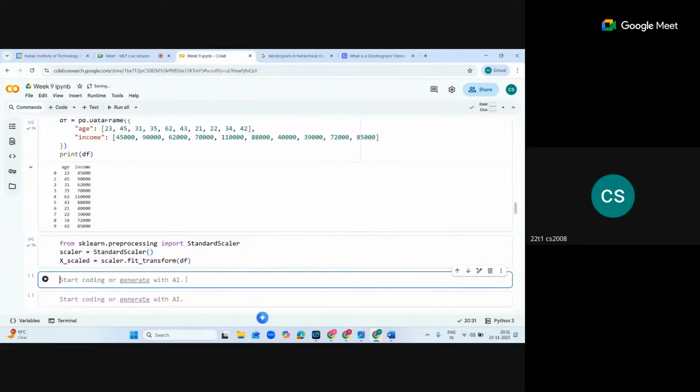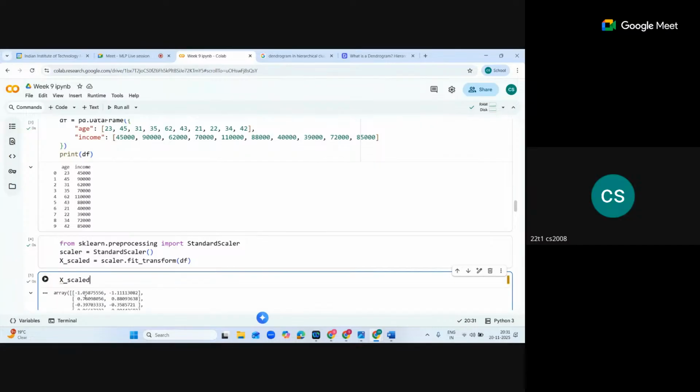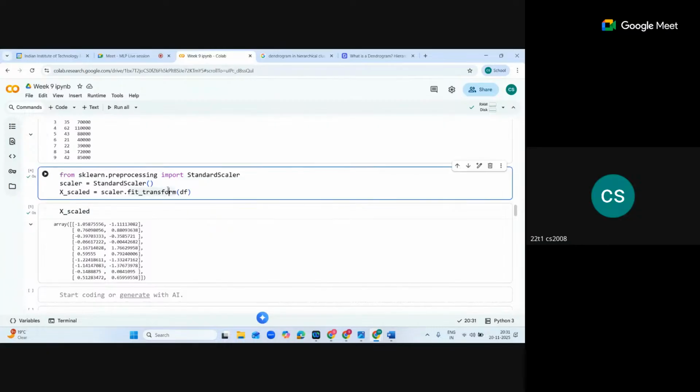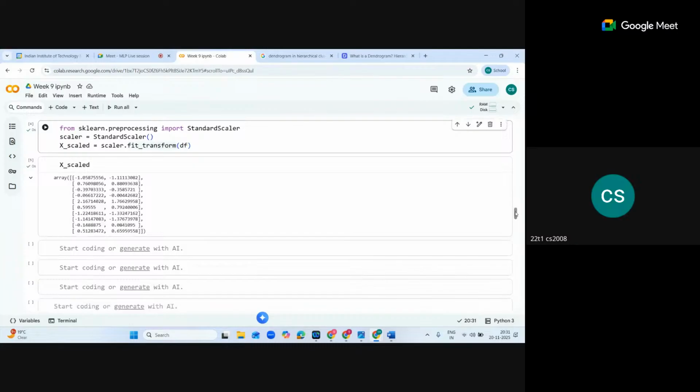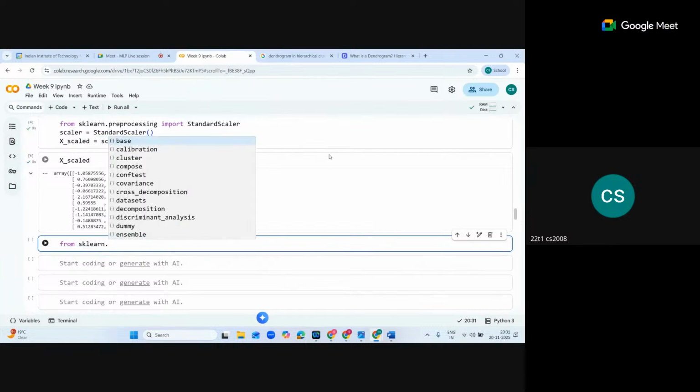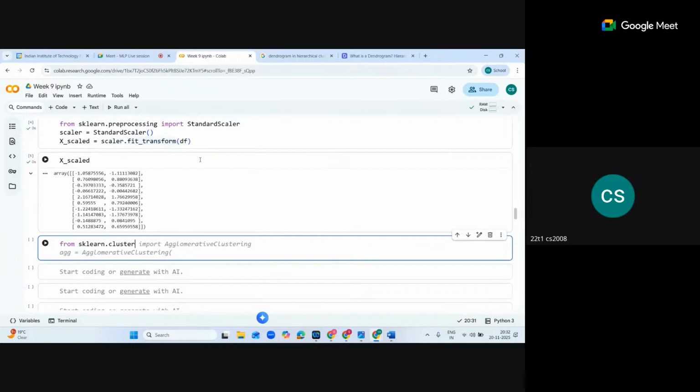Let's see the data once to make sure it's scaled. You can see everything is from -1 to 1 and around the same range, which means we have centered it and done the standardization. Once this is done, we'll import the model and build it straight away. From sklearn dot cluster, import AgglomerativeClustering.